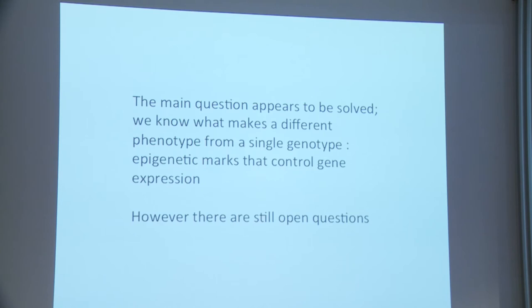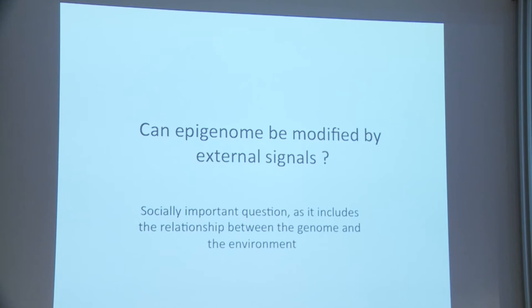So the main question appears to be solved. We know what makes a different phenotype from a single genotype. But there are other open questions. One of the questions which is very important actually is, can the epigenome be modified by external signals? It's a socially important question because it includes the relationship between the genome and the environment. And you know, all these problems created by the environment.